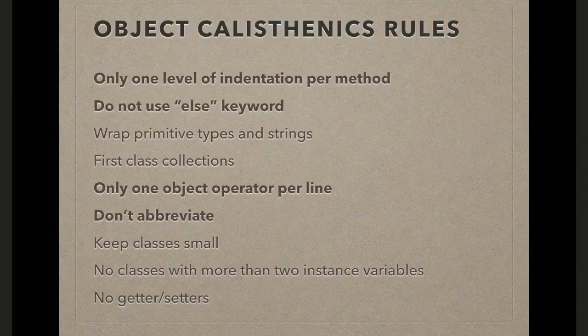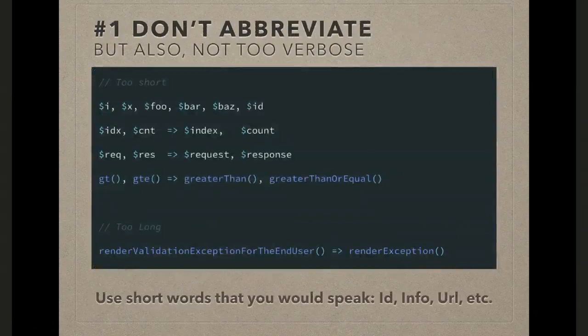So the four we're going to talk about are only one level of indentation, not using else, only using one object operator per line, and then not abbreviating. So we're going to start with the last one first. Don't abbreviate, but also don't be too verbose.